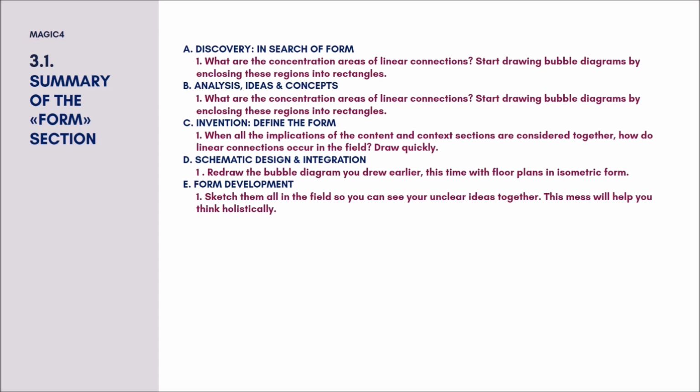C. Invention, define the form. 1. When all the implications of the content and context sections are considered together, how do linear connections occur in the field? Draw quickly. D. Schematic design and integration. 1. Redraw the bubble diagram you drew earlier, this time with floor plans in isometric form. E. Form development. 1. Sketch them all in the field so you can see your unclear ideas together. This mess will help you think holistically.